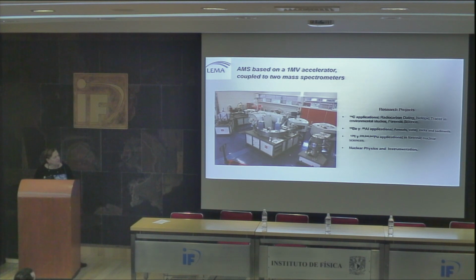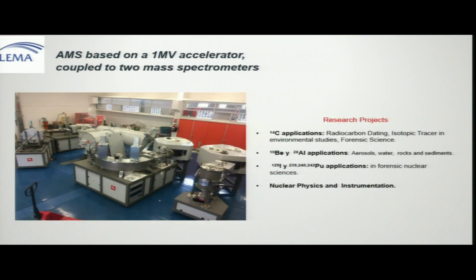But we also measure some cosmogenic isotopes like beryllium-10 and aluminum-26 for environmental applications. And we plan to measure also, we are able to measure iodine-129 and the isotopes of plutonium. And we have, as you can see in the picture, a second line to the right, a second line for nuclear physics and instrumentation.